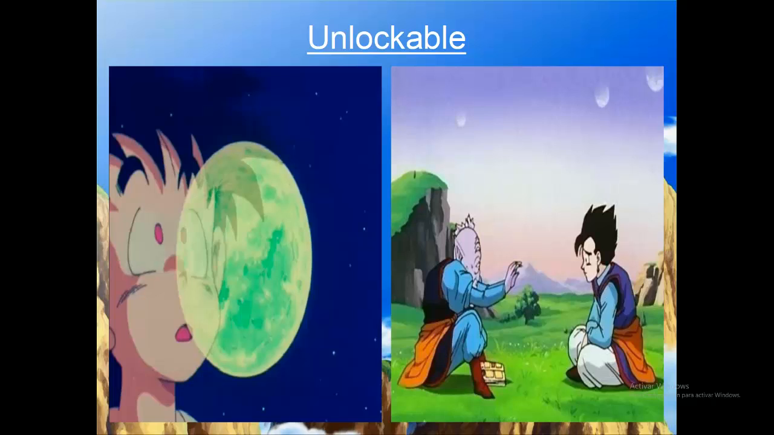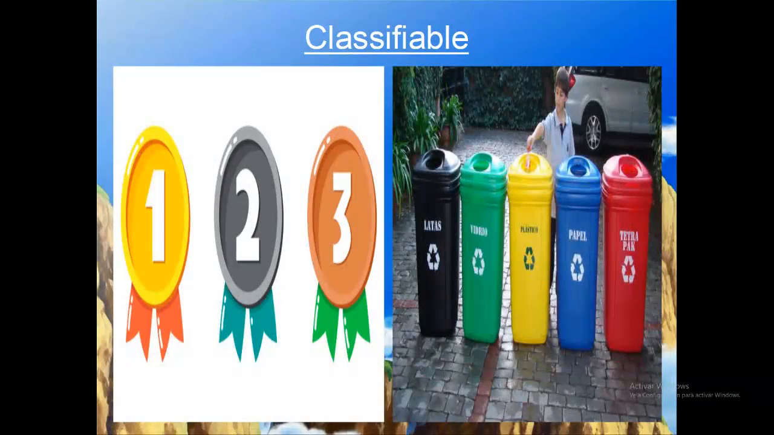And the second will be the transformation into a mystical state of Gohan that has to be unlocked by the Elder Kaioshin through a ritual. The penultimate property is that they are classifiable, that is, they can be ordered and differentiated according to their characteristics. A real example of something classifiable will be, for example, the waste that we throw into different recycling bins.